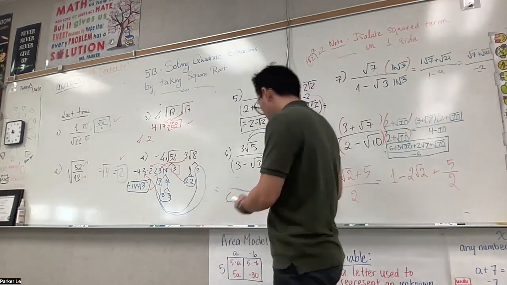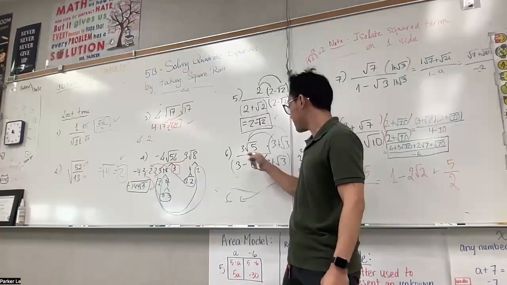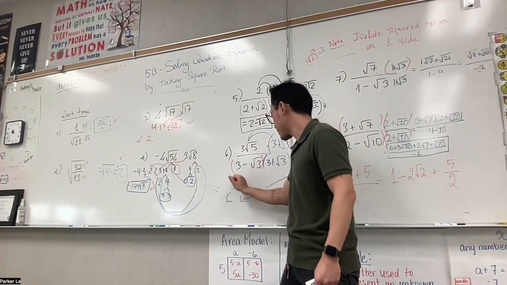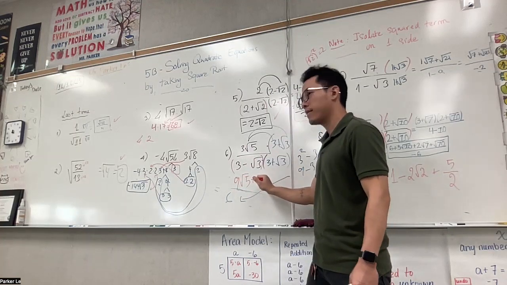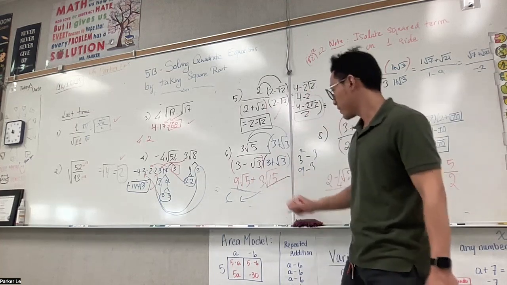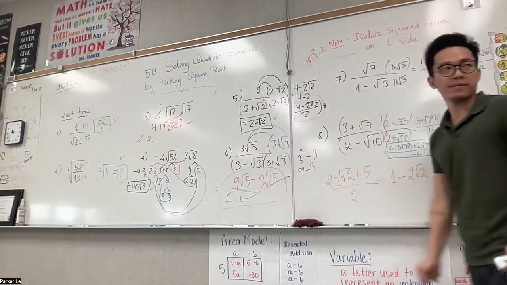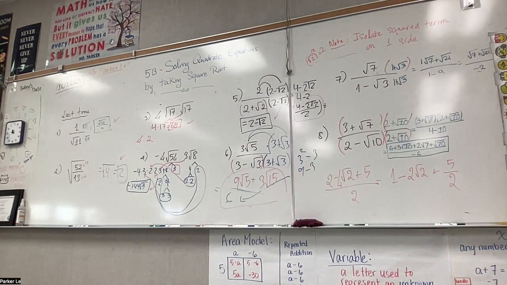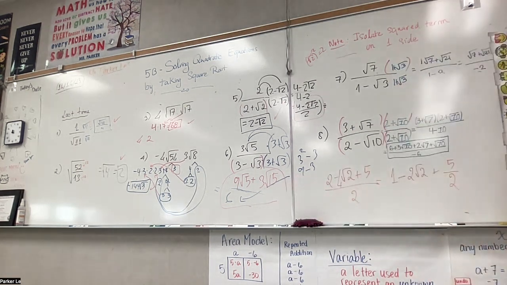Okay, so tell me again, what do you have on the top? Should I do one by one? One by one. 9, 5, plus 3 square root of 15. Yeah? Only these two terms. It's not this, it's not this. Okay? Who got this one right? It's not right.